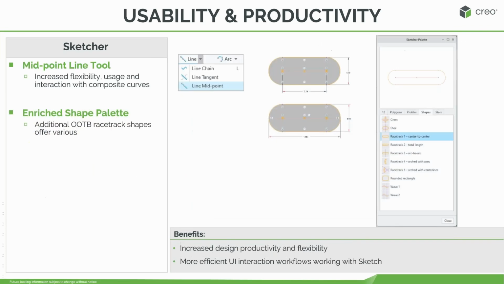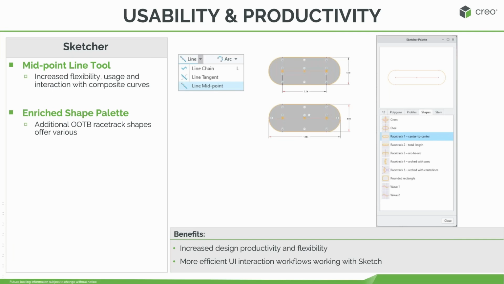Along with that, we have a brand new tool within the sketch called line midpoint. With it, you can create a line by simply clicking a center point, and the line is automatically symmetrical about that point. Also, the out-of-box sketch palettes are expanded in the new Creo. So now we can find new racetrack shapes with multiple dimensional schemes. Again, giving you more ready-to-use sketching options within Creo.